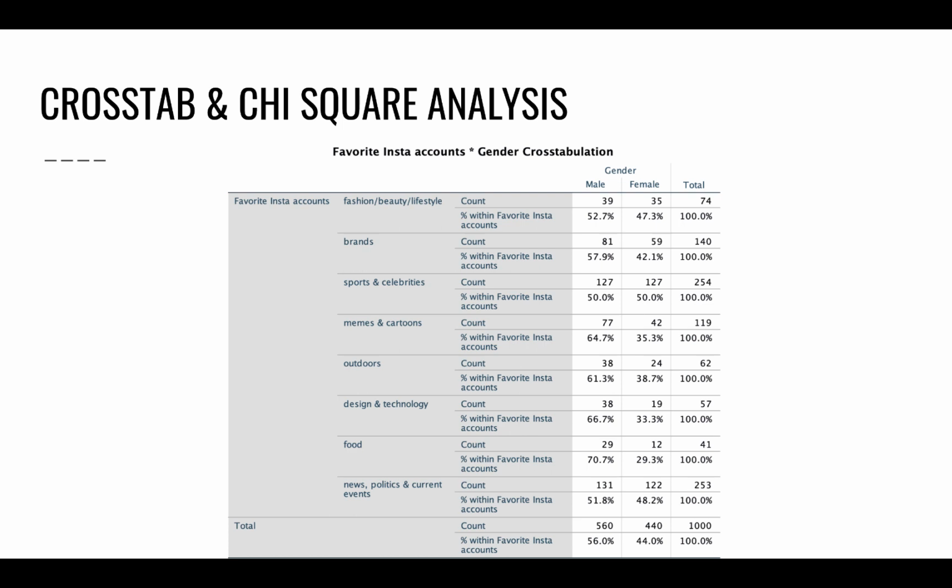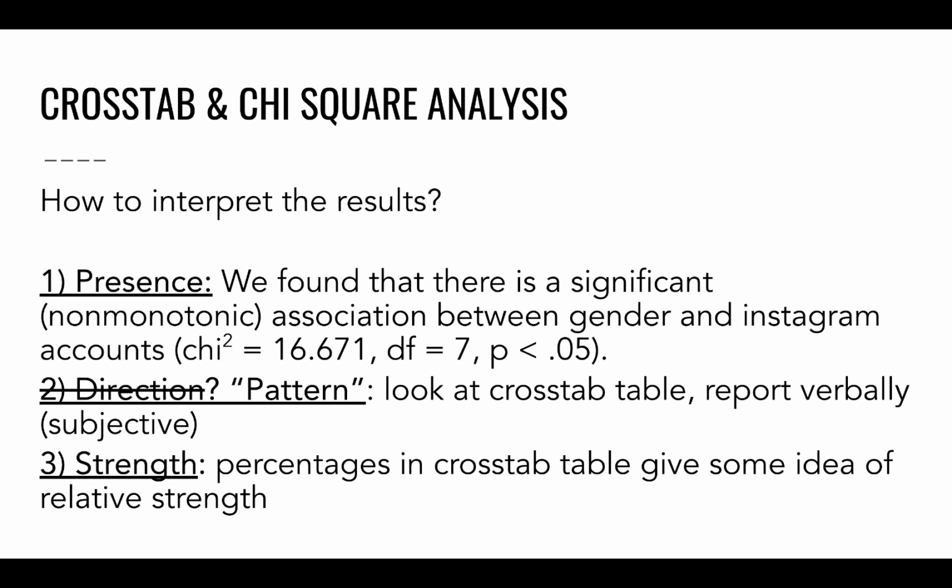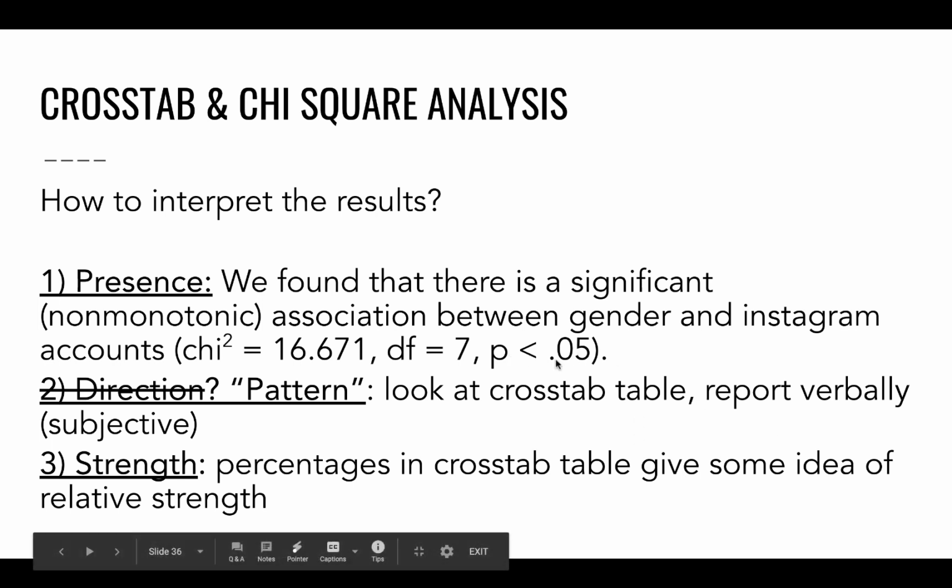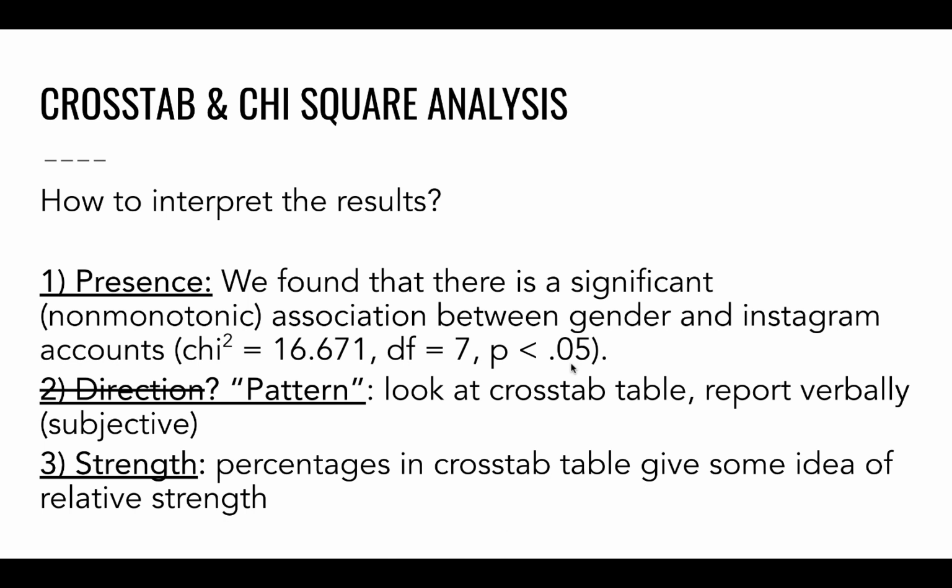You're going to be looking at the percentages of males and females in this case, and favorite Instagram accounts to determine what the relationship looks like, and you're going to report that verbally. So this is a slide that sums up how to interpret the results. First, you want to look at the presence of the relationship. So we found that there is a significant non-monotonic association between gender and Instagram accounts, and we report that p-value, which was smaller than 0.05. So yes, we did find a significant relationship.